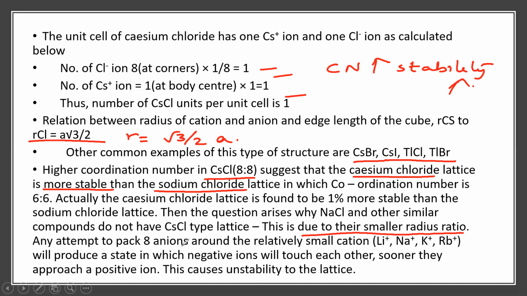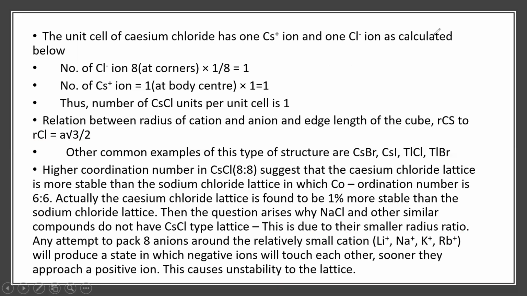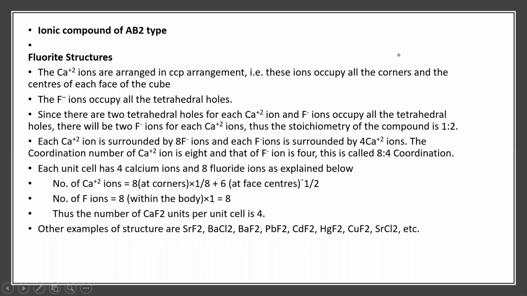Any attempt to pack 8 anions around the relatively small cation will produce a state in which the negative ions will touch each other sooner than they approach a positive ion. This causes instability to the lattice.